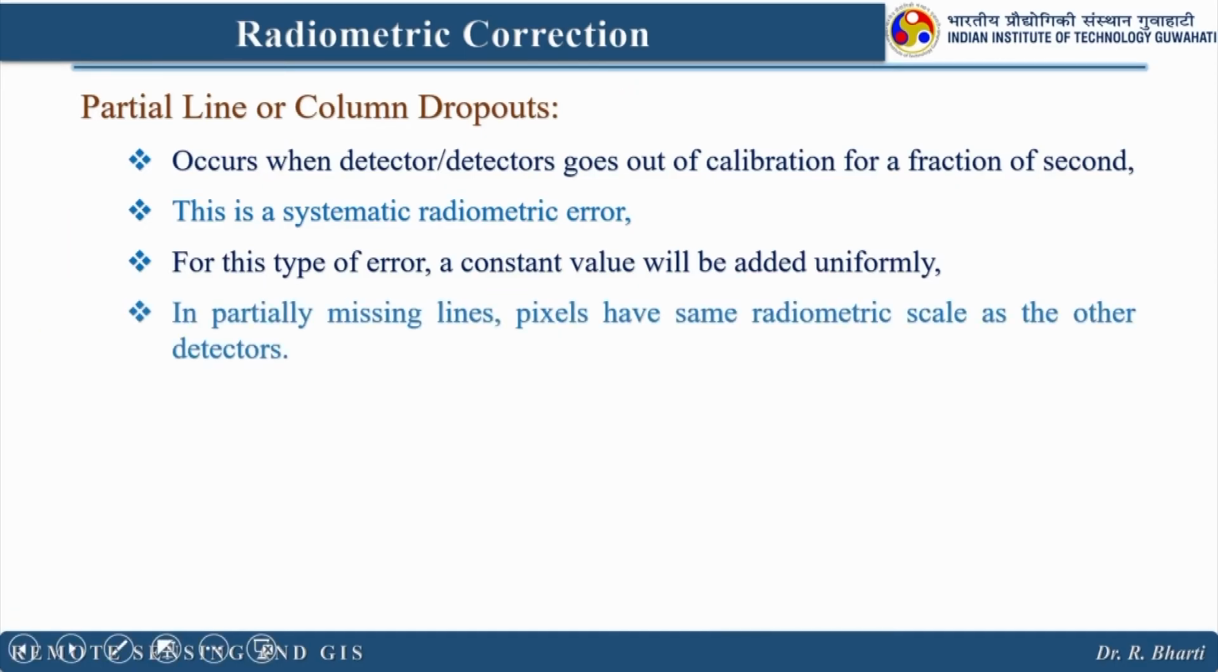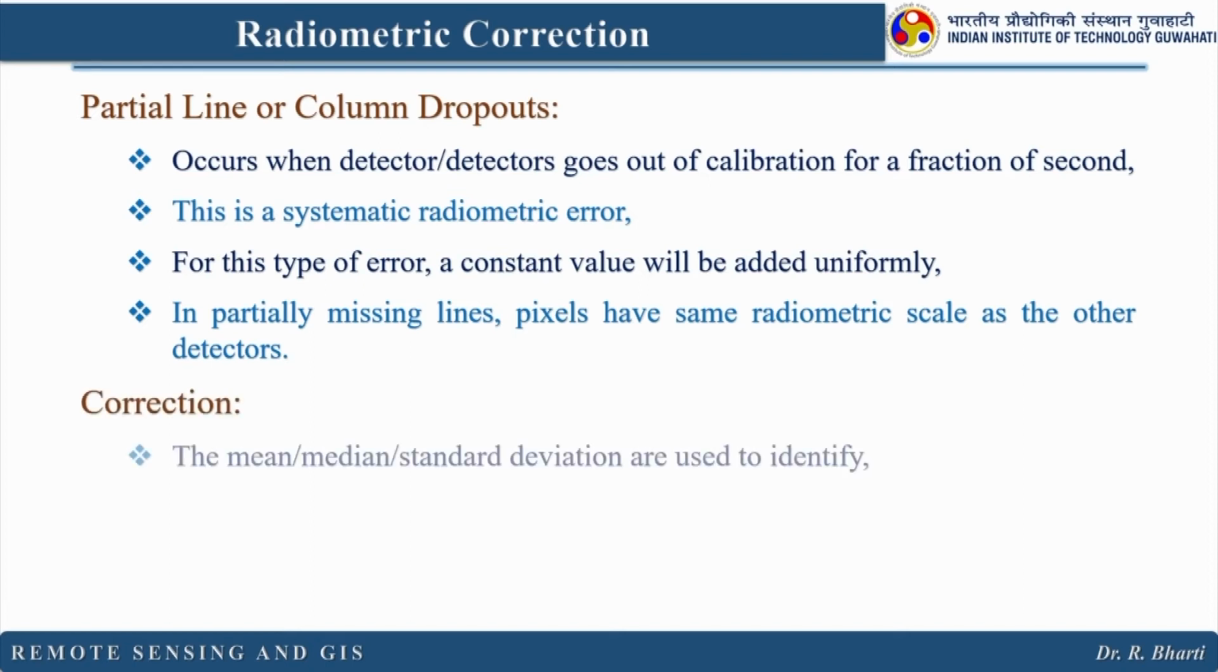Is it clear? So, in a partial missing line, pixels have the same radiometric scale as the other detector. So, here the scale in 8-bit data is 0 to 255, that value won't go more than 255, right. So, as I told you, if it was supposed to be 8, then 20 or 200 or maybe 10 or 20 has been added, but it should not exceed the maximum value of your radiometric range.